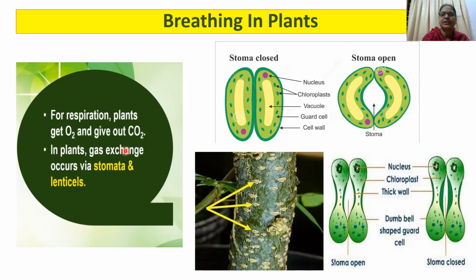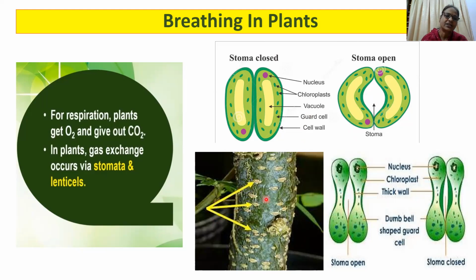Just like in animals, we have a nose for breathing, through which we inhale O2 and exhale CO2, isn't it? In the same way, plants also inhale O2, which is a must for the oxidation of food or carbohydrates, and they exhale CO2. And which are the organs over there? Stomata. In dicots, the stomata have bean-shaped guard cells. In monocots, dumbbell-shaped guard cells are there.